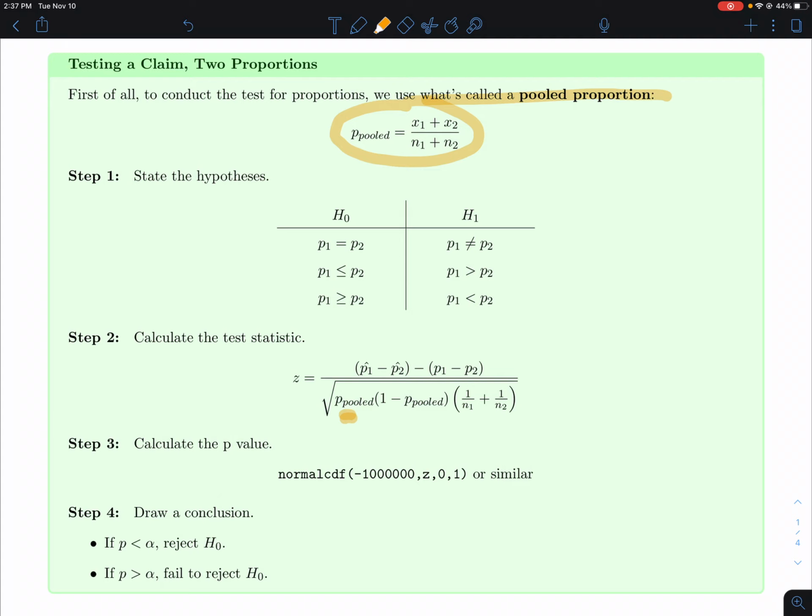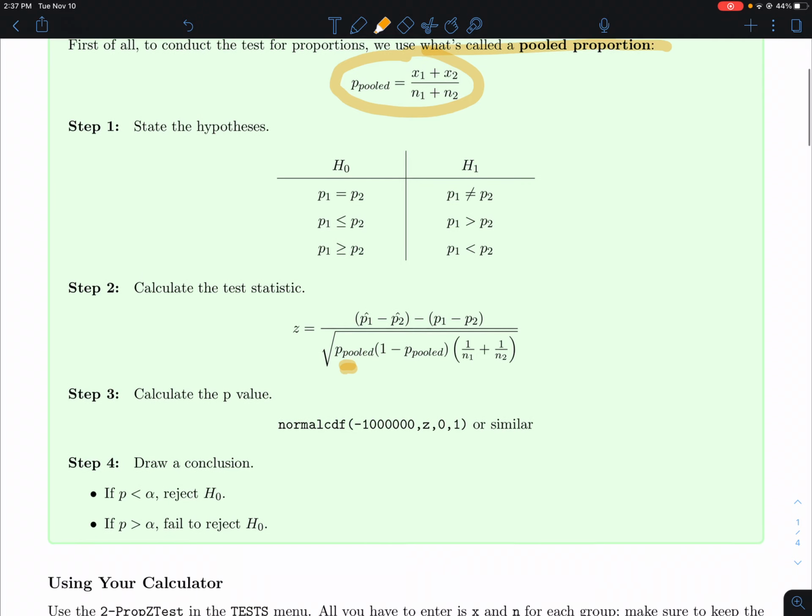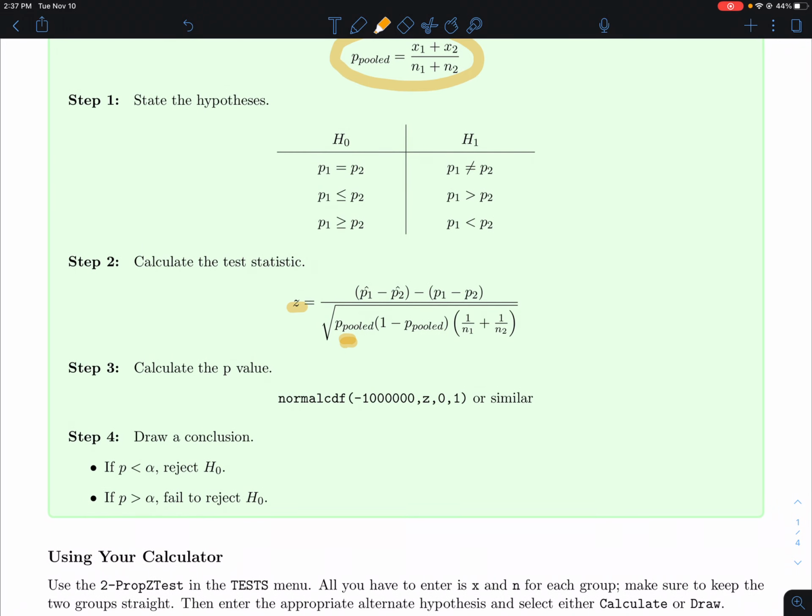Our hypotheses are going to be exactly the same, but instead of mu's, we're going to have p's in all their different spots. For our test statistic, notice this is a z-score. We won't know the population proportions, so we won't have P1 and P2. It's really just going to be P1 hat minus P2 hat, divided by the pooled proportion that we calculate from above, multiplied by 1 over n1 plus 1 over n2, and then the square root of all that.